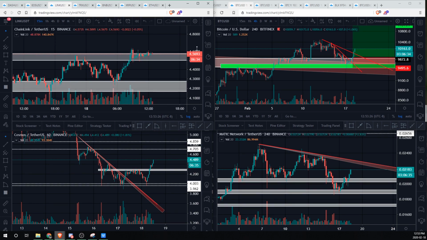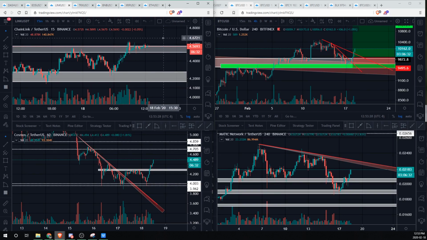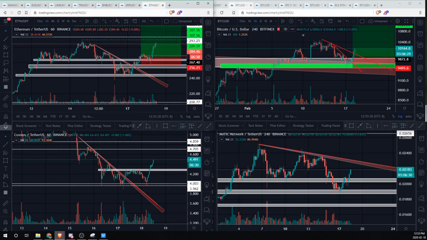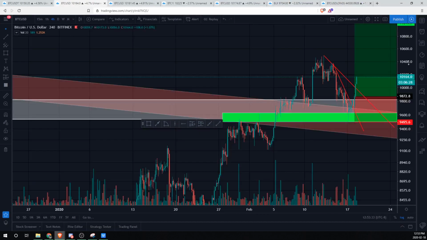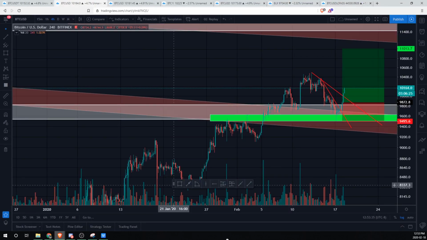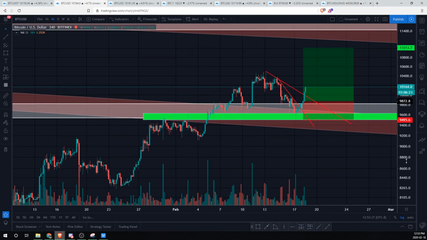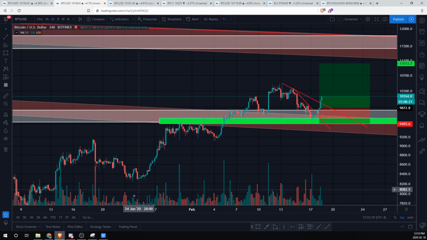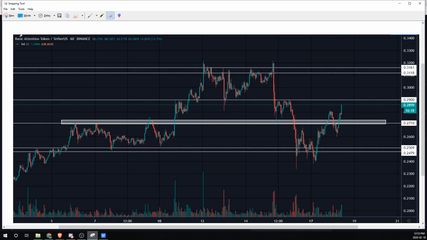So it could be a nice sympathy play that we could have for Link here. So we'll discuss that within the video. But first, let's go over BTC. All right, so we had that green zone that represented our key zone of support. And we also had an area within the chart.